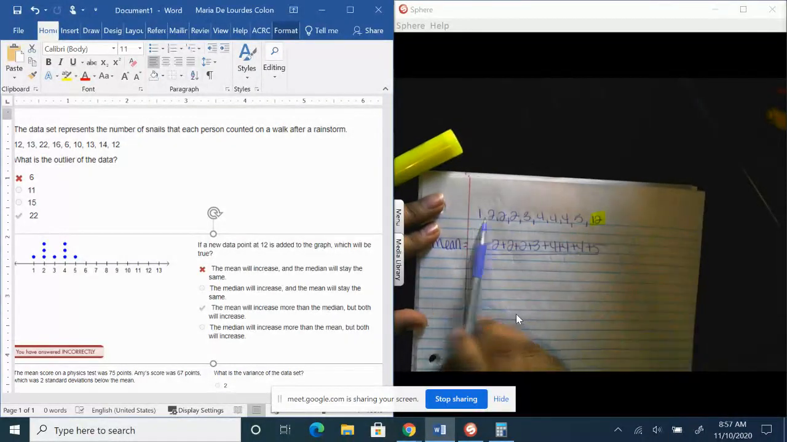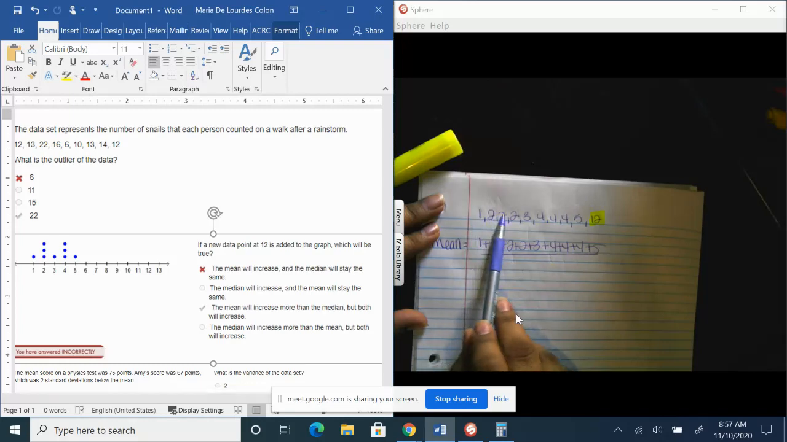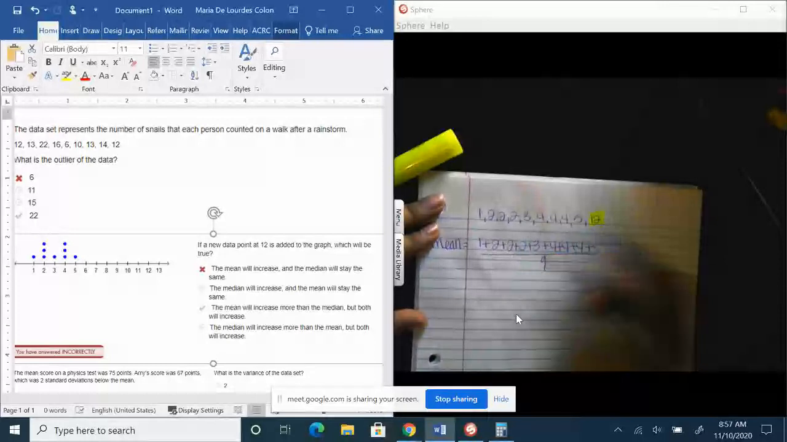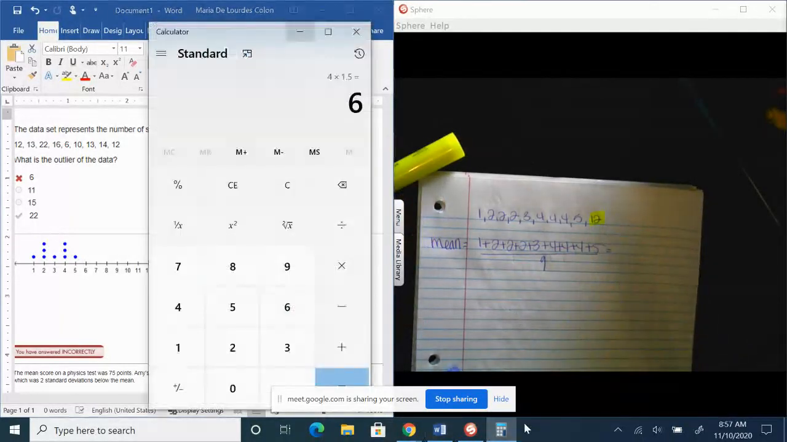So at first, without including the 12, we count 1, 2, 3, 4, 5, 6, 7, 8, 9. We have 9 points. Let me double check: 1, 2, 3, 4, 5, 6, 7, 8, 9. So we're going to divide by 9. Now bring up our calculator again. We're going to add these up. Let me clear that.